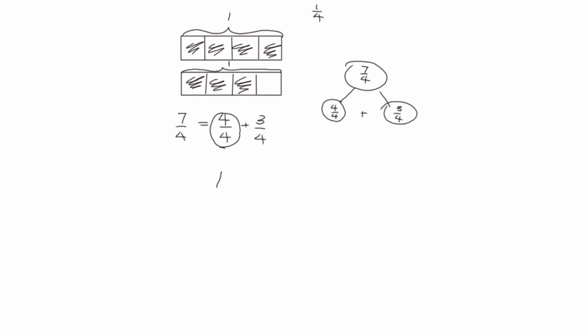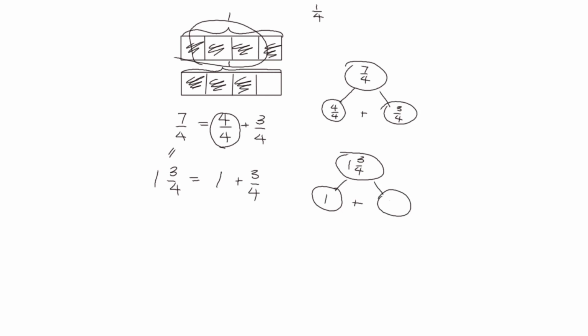So looking at this, we have 1 whole plus 3/4. So 1 3/4 is equal to 1 plus 3/4. So 1 3/4 and 7/4 are equivalent to each other. We can show this in a number bond also. 1 3/4 is equal to 1 plus 3/4.